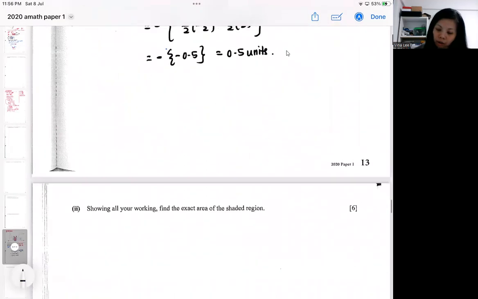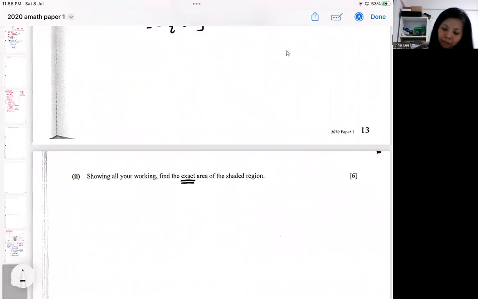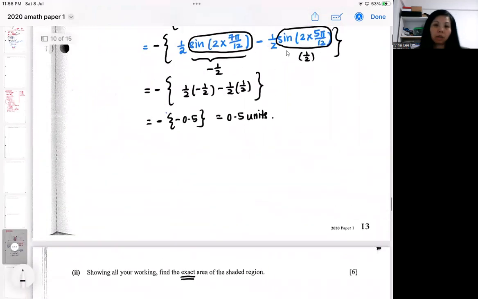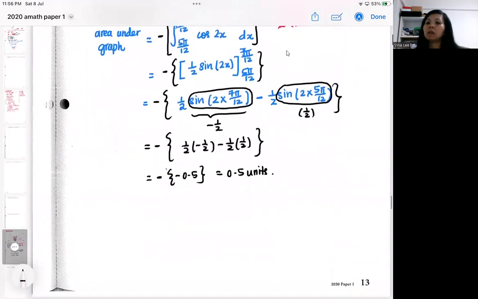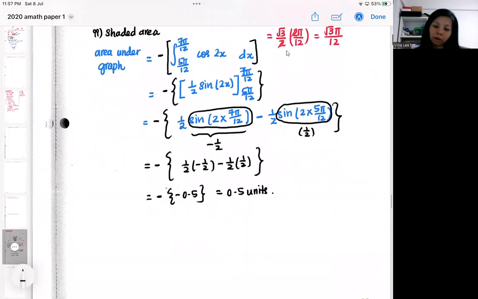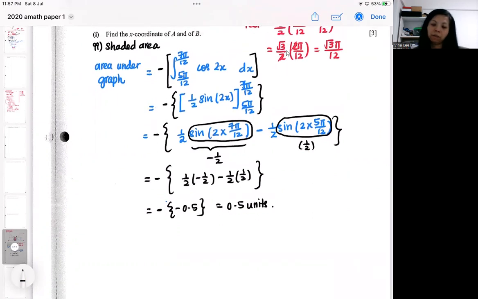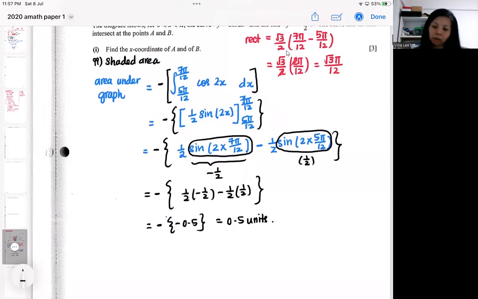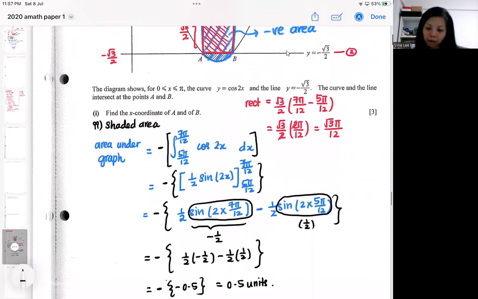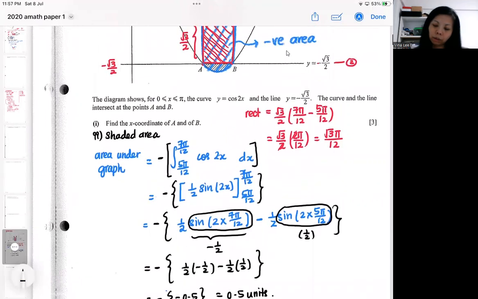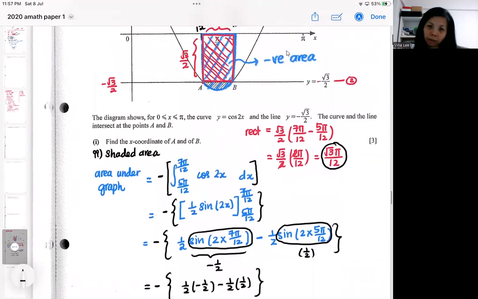Okay, don't forget the area has to be exact. Exact means you leave it in pi or thirds. That's why all the more you cannot press out everything. If you press out everything, you get a chain of decimals and you wouldn't know what that is in the exact form. So you press out one by one. So for the area under the graph, it is 0.5. For the rectangle, this is the one, √3π/12. So I'm not going to press it out. I'm going to leave it in terms of pi.